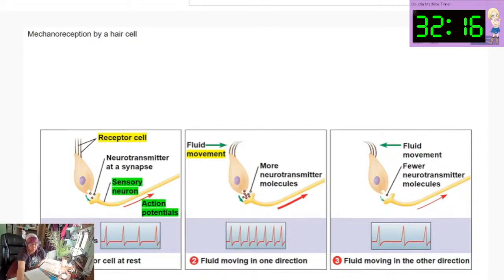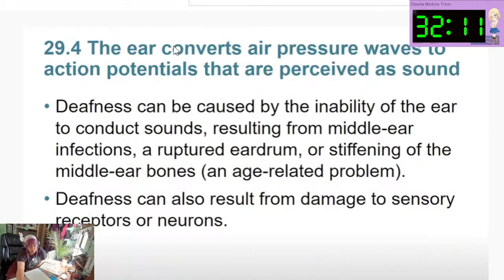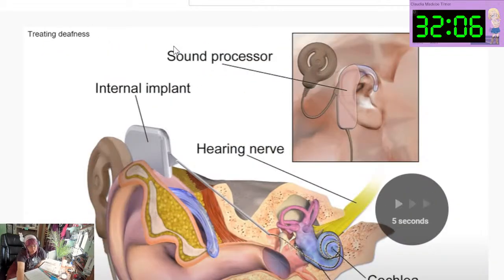So we saw that hair cells bend. How loud it is of the ear to conduct sounds. And this can be temporary, like when you have an ear infection, or it can be permanent, pathway that can damage corti implants, which is nerve.